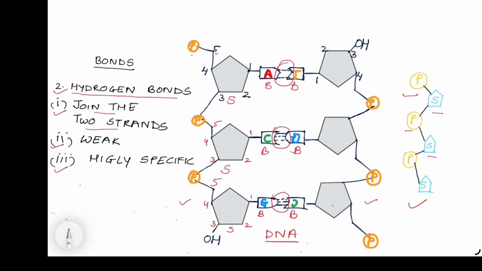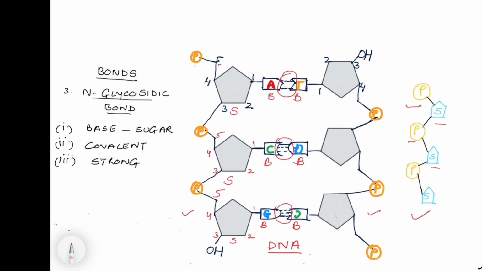The next is they are highly specific. It means that adenine will always pair with thymine and guanine will always pair with cytosine. Between adenine and thymine, 2 hydrogen bonds are formed, and between guanine and cytosine, 3 hydrogen bonds will be formed. So, that is why they are highly specific, because pairing will occur with a specific base. So, these are the hydrogen bonds. They are weak and highly specific and join the two strands of DNA.